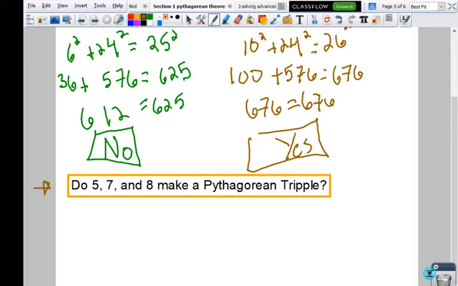I wish I could remember how to do this. Fill in A, B, and C in the Pythagorean theorem.